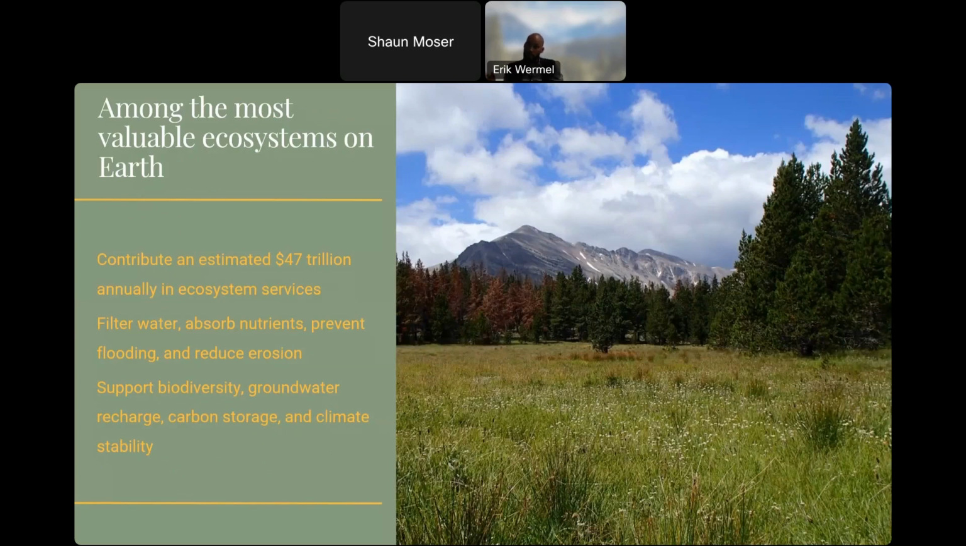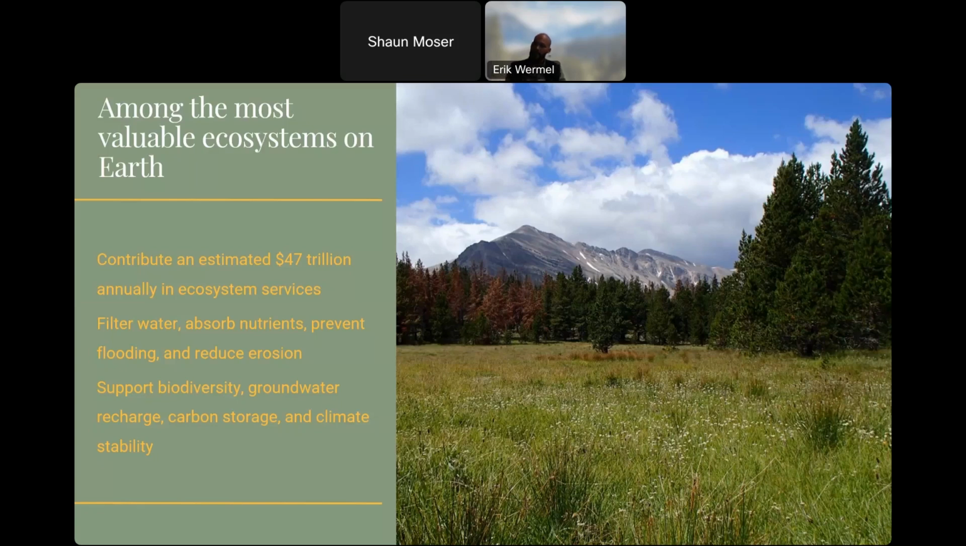According to global research, wetlands contribute up to 45% of the total value of all ecosystem services worldwide. That's more than any other type of ecosystem. This value is estimated at 47 trillion per year. That's from a recent study that came out 2 years ago that looked at global free services provided by wetlands. They help regulate our climate, support biodiversity, and provide resilience in the face of droughts and floods.